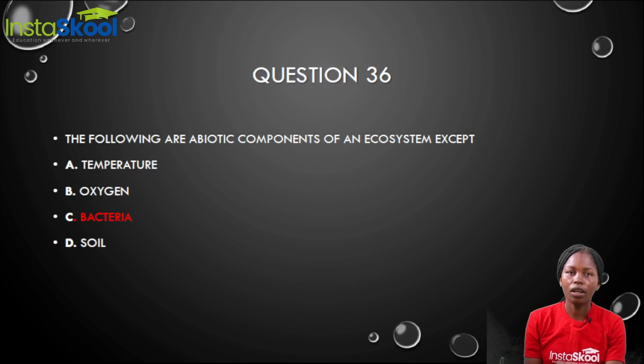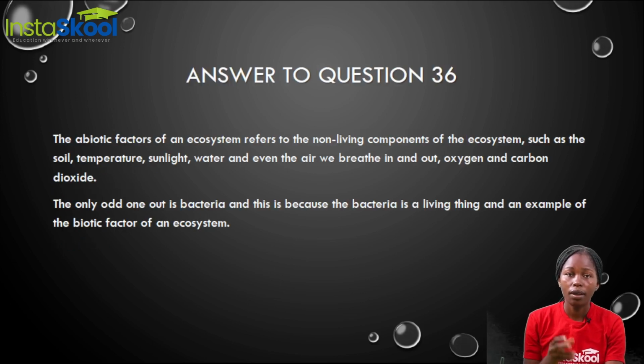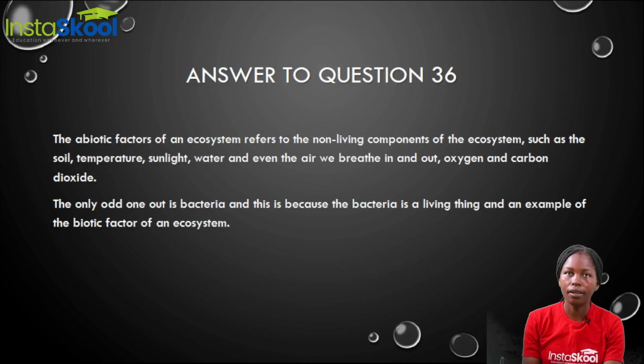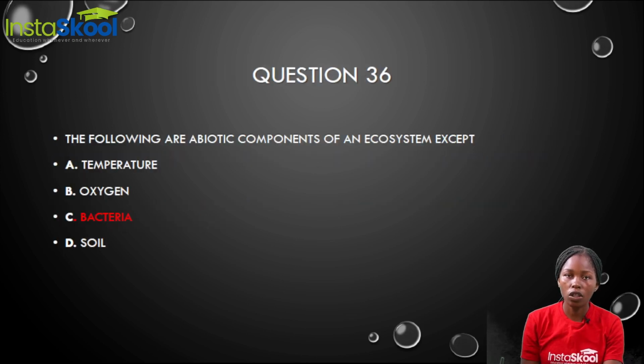So when we take a look at our options, which of these is the odd one out? Bacteria. Bacteria is a living thing, and it makes up the biotic factor of an ecosystem. So our answer is therefore option C. Bacteria is not among the abiotic components of an ecosystem.